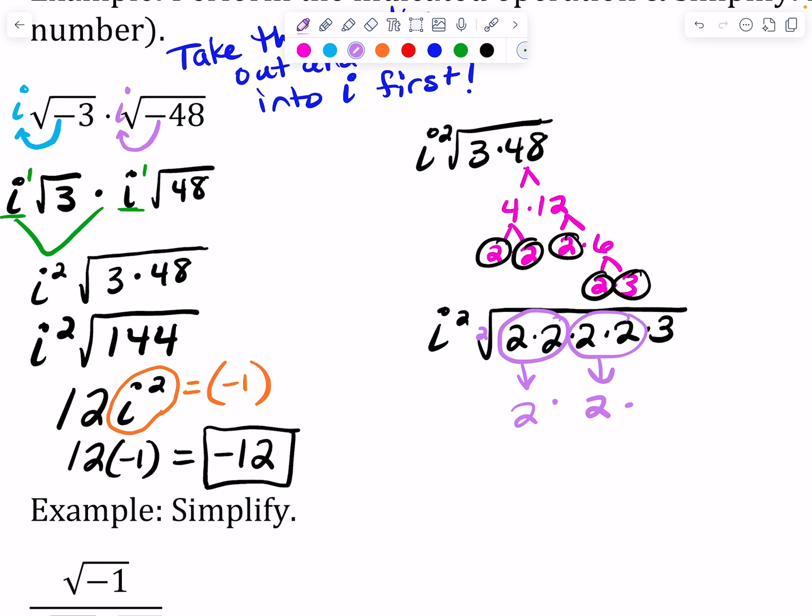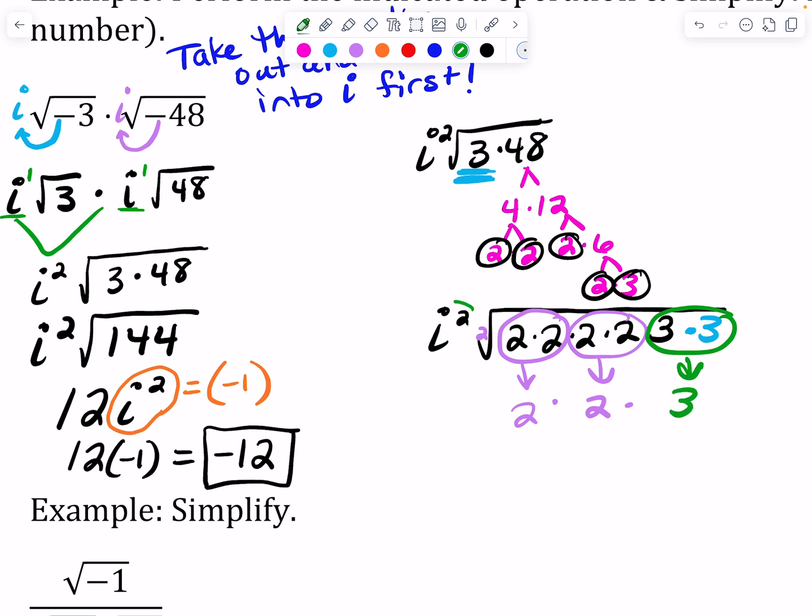And then we've got 2 3's. Don't forget this 3 here. I forgot to write that one under my radical, but that gives us 2 3s also. So we've got a 3 coming out.